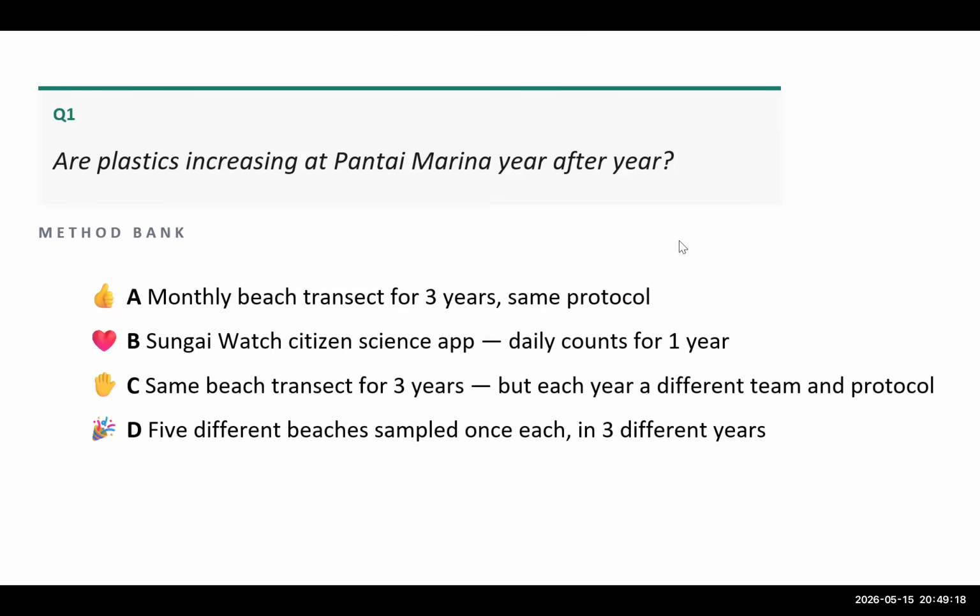Good. We have one voting for option A. A beach transect for 3 years using the same protocol. That's a good one. Another one for A. Okay. Marco also says A. Raka says A. Anyone else? Someone for option B, C, or D?